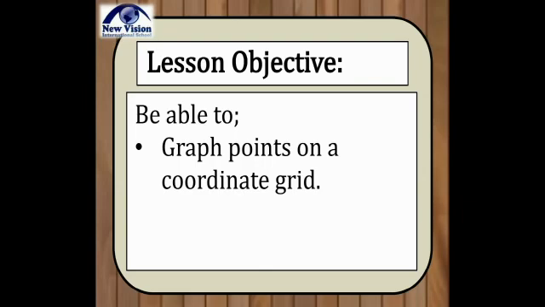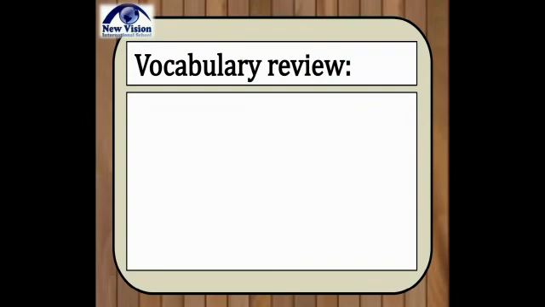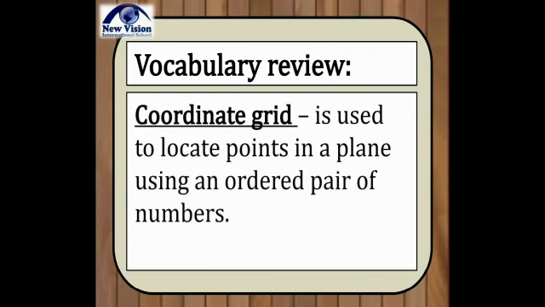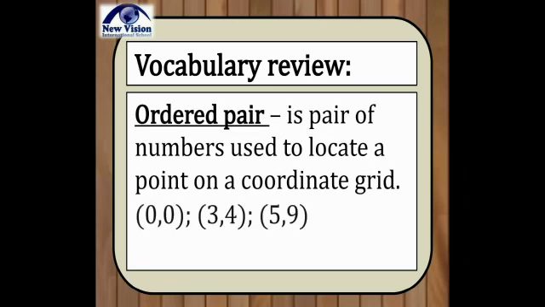So before we proceed to our main lesson, let's have a short recap of the vocabulary words that we discussed from our previous lesson. So first, we have the coordinate grid, which is used to locate points in a plane using an ordered pair of numbers. Next, we also have ordered pair, a pair of numbers used to locate a point on a coordinate grid. Here are examples of ordered pairs: (0, 0), (3, 4), (5, 9). The first number is what we call the x-coordinate, and the second number is the y-coordinate.